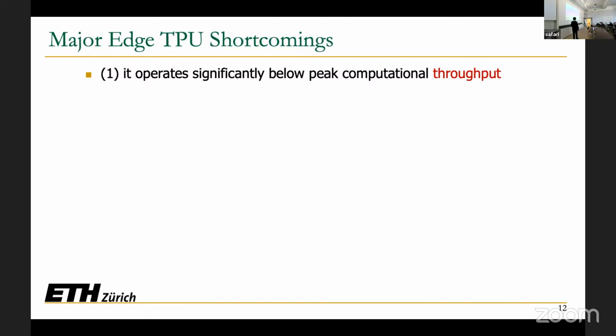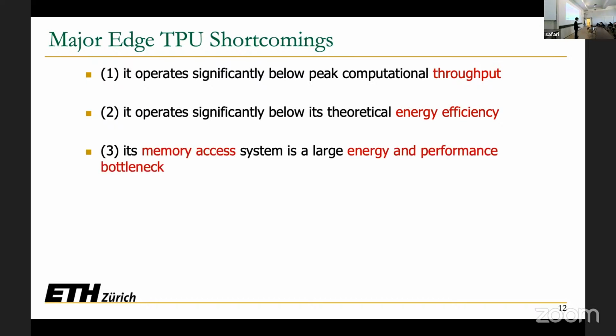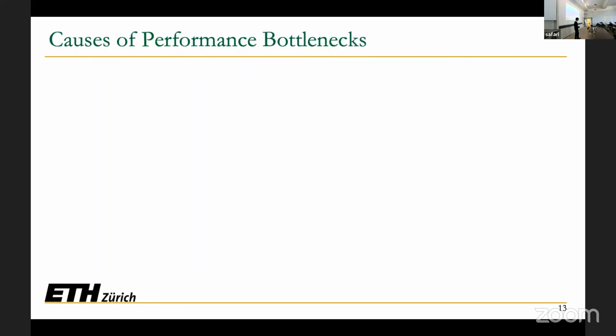So now, to summarize, the major Edge TPU shortcomings are, first, that it operates below the peak computational throughput, below the peak energy efficiency, and the memory access system is a bottleneck. So what are some causes for these performance bottlenecks?